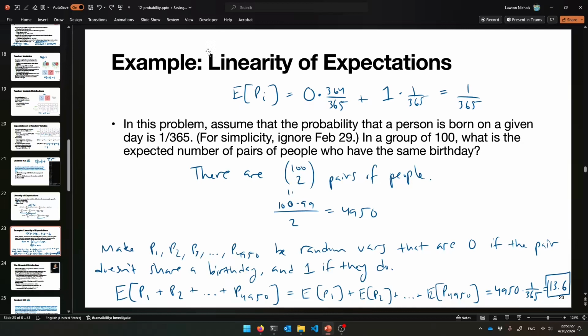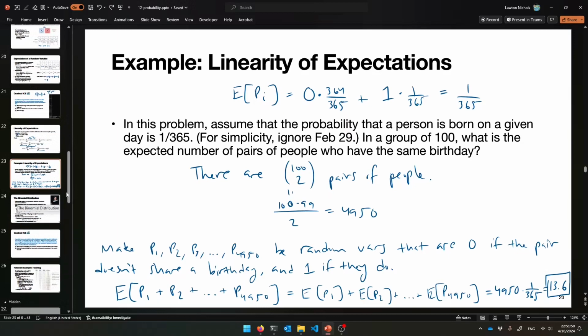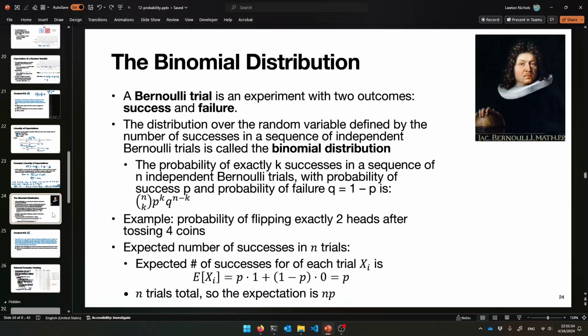And the linearity of expectation made it super simple to find that, because we just considered each pair separately. The 0 was nice, everything went to 0 most of the time, and the 1 shined through. And so we just add them all up. On average, that's how many pairs of people we can expect to share a birthday in a group of 100. So that's pretty cool. Very powerful result, very similar to the birthday paradox, but a little bit different.